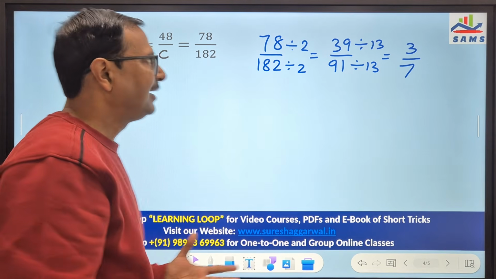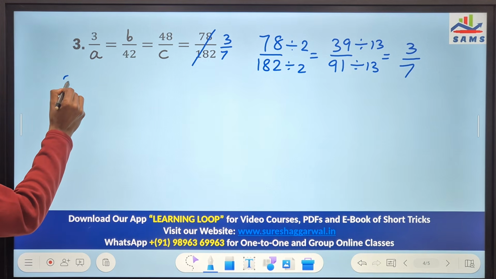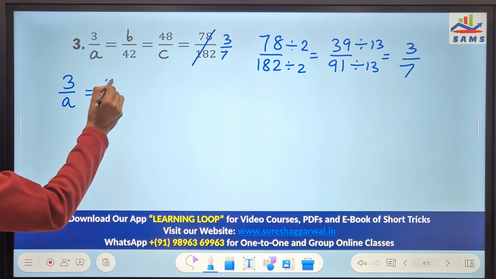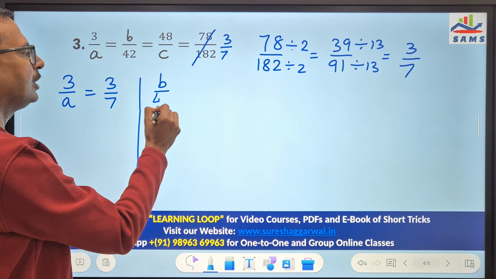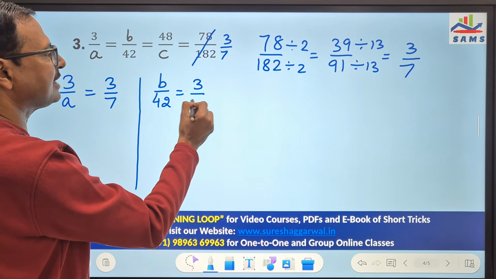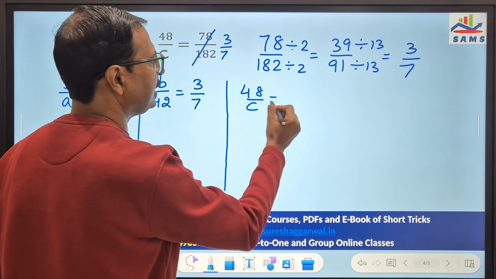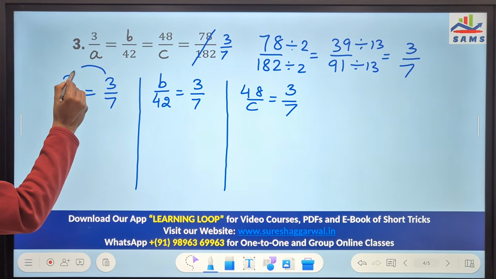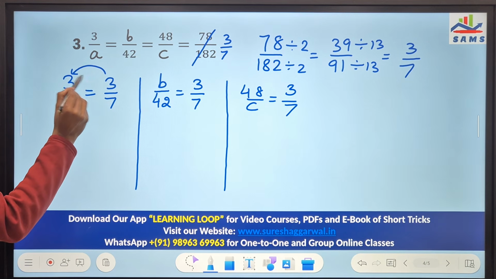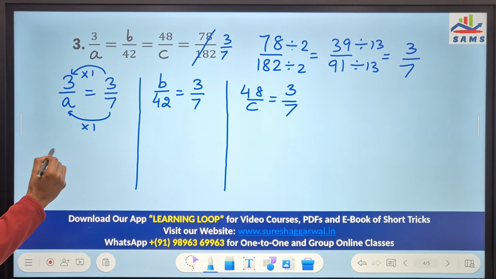So 3 by 7. And so replace this by 3 by 7 and start equating 3 upon a equal to 3 upon 7. Secondly, b upon 42 equal to 3 upon 7. And then 48 upon c equal to 3 upon 7. Now start doing like this. How did we obtain 3 from 3? Multiply by 1. So multiply this by 1. You will get the answer. So a equal to 1 into 7, 7.